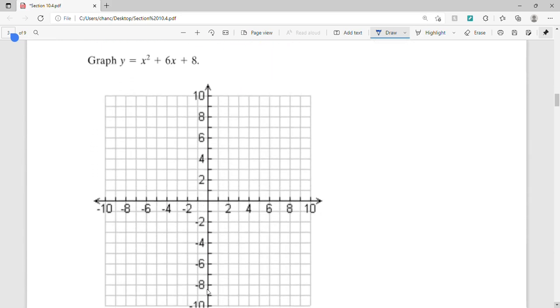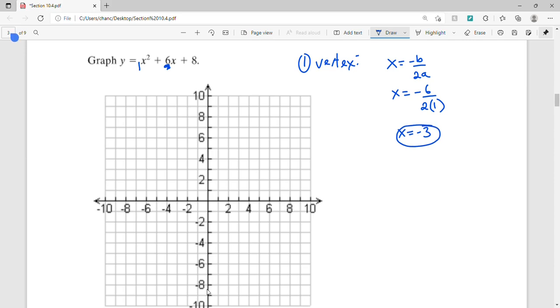Let's look at the first graph. Step 1 is to find the vertex. We'll use the formula x equals -b divided by 2a. And for our problem, b is 6, and a is equal to 1. So we'll have x equals negative 6 divided by 2 times a positive 1. x is equal to negative 3. This is our first coordinate for our vertex.